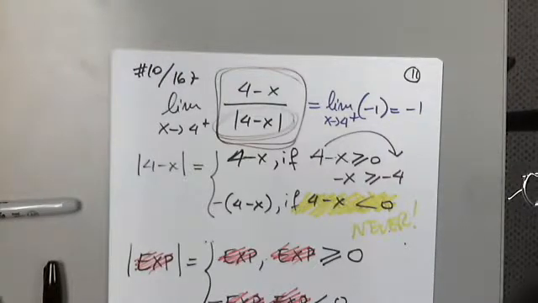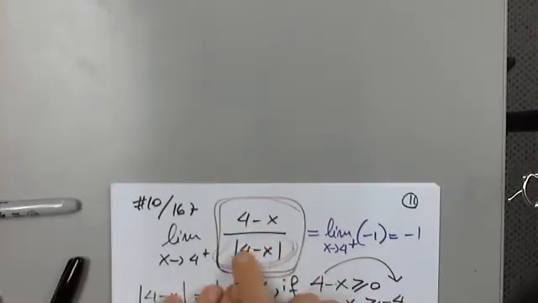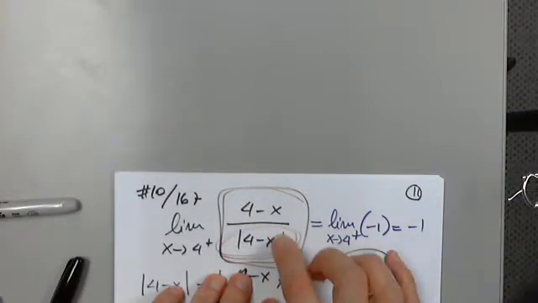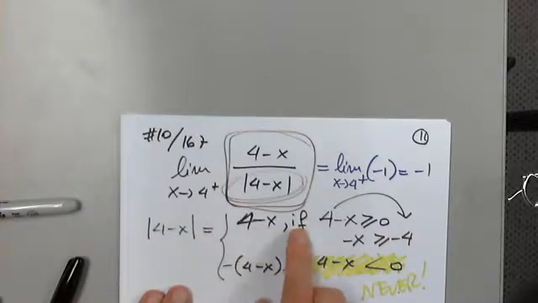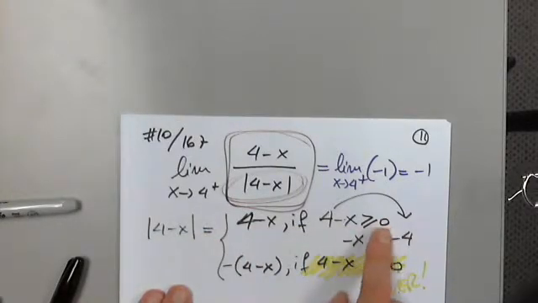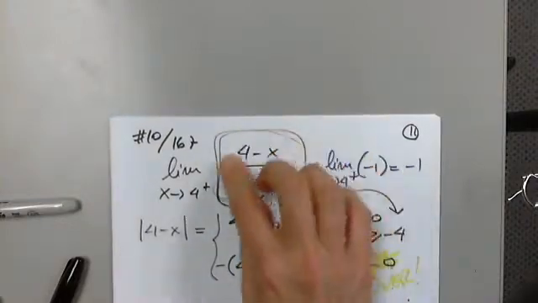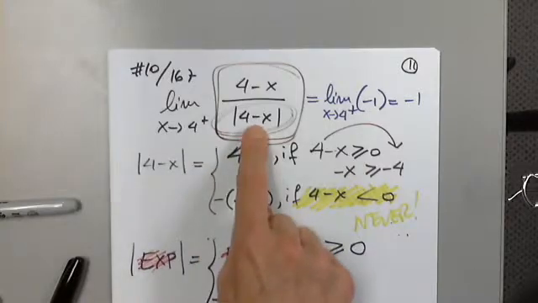Let's do that. Okay. So we were given this function, 4 minus x over the absolute value of 4 minus x. First, I have to start with this because I don't know what it means. So the absolute value of 4 minus x is 4 minus x if 4 minus x is positive, or negative 4 minus x when 4 minus x is negative. So far, so good? So therefore, this function has two options because this quantity has two options.